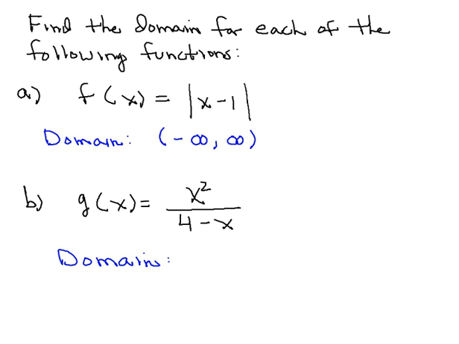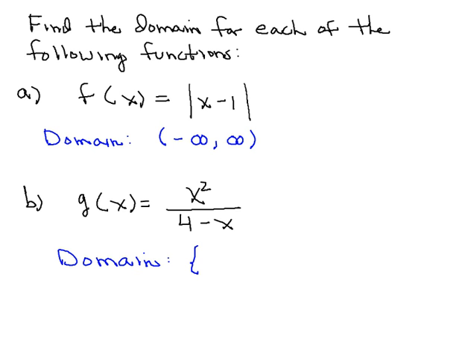Now in the second example we have g of x being equal to x squared over 4 minus x. And with a fraction we need to be careful to be sure that the denominator can never take on the value 0, because division by 0 is undefined.